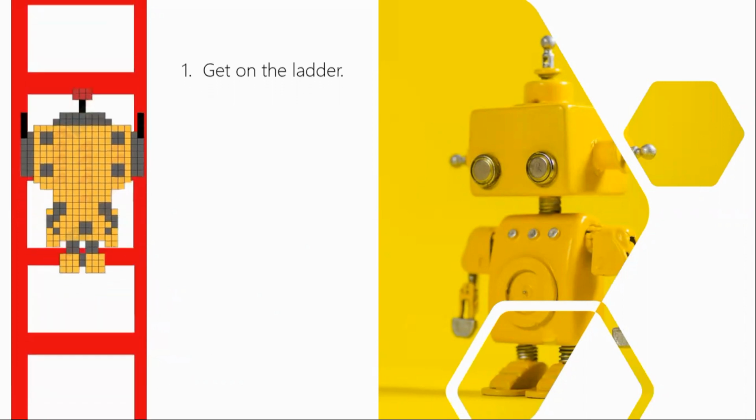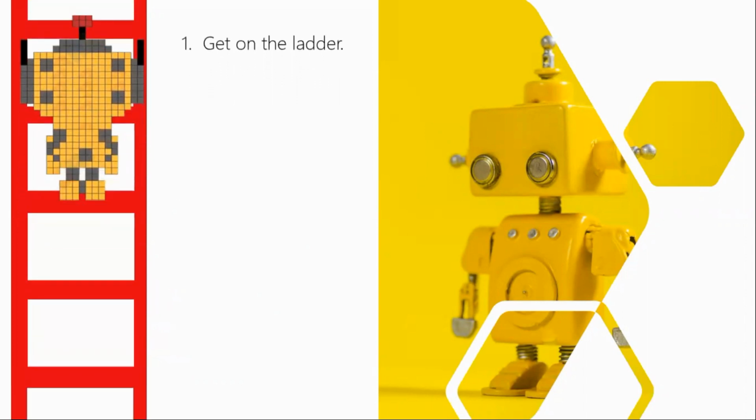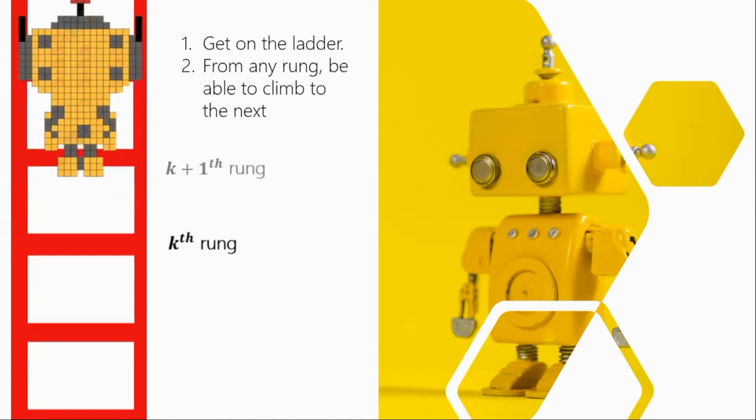After that, we need a program, a function that we can call, that says, hey, if you're on any rung, move up to the next rung. In other words, if you're on the kth rung, climb up to the k+1th rung.